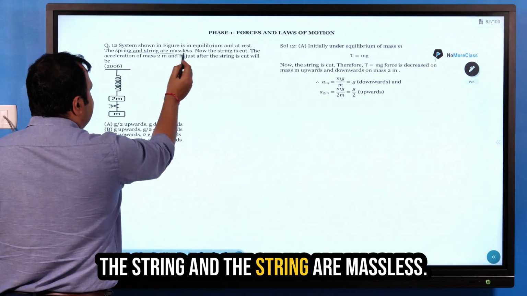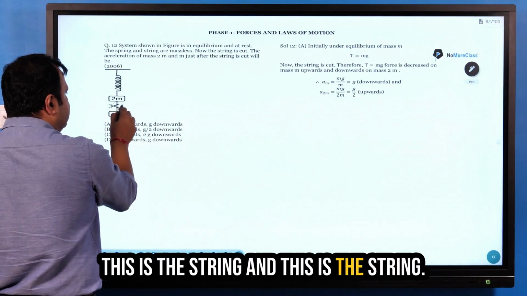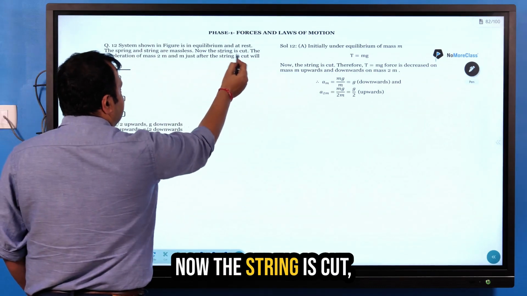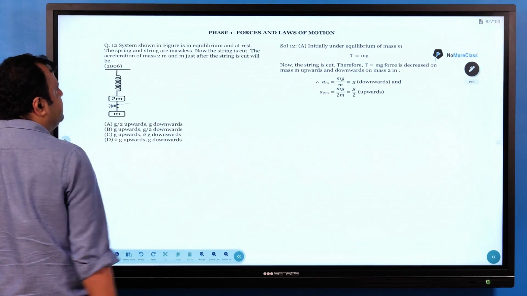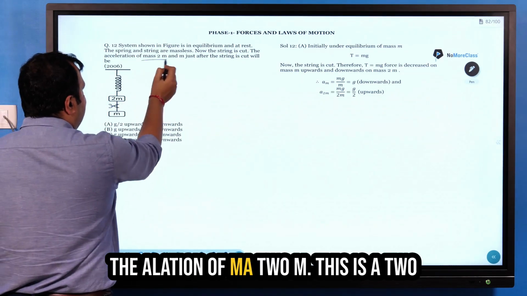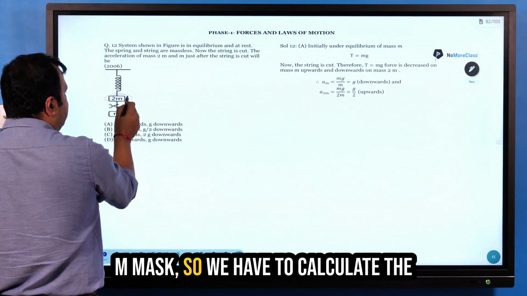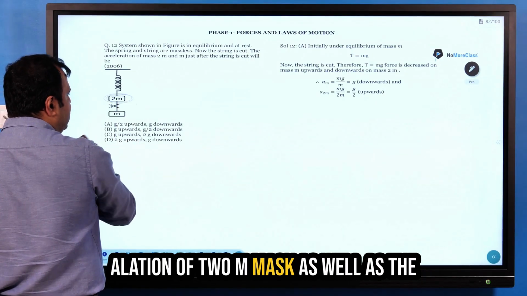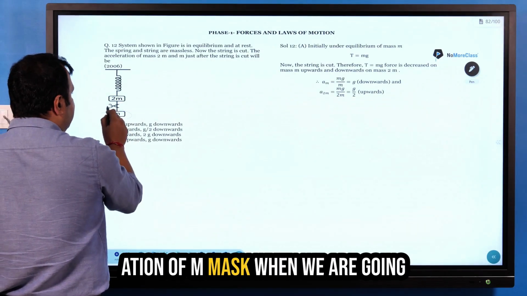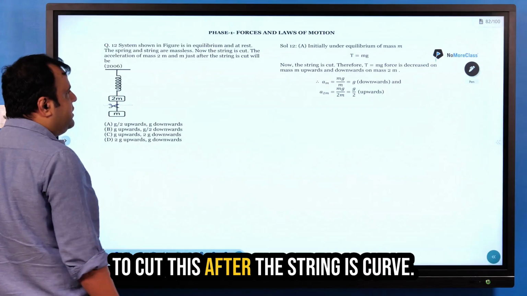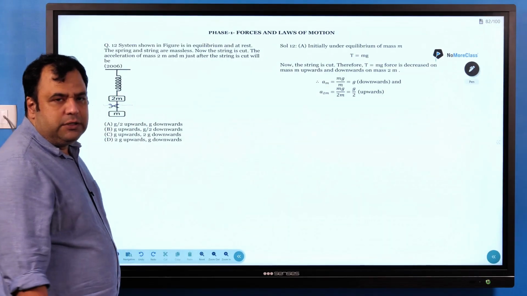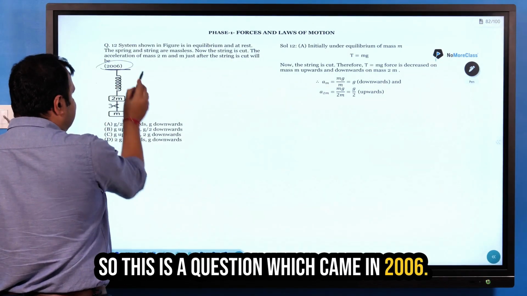The spring and the string are massless. So this is the spring and this is the string. Both are massless. Now the string is cut. So I'm going to cut this. The acceleration of mass 2m. So this is a 2m mass. So we have to calculate the acceleration of 2m mass as well as the acceleration of m mass after the string is cut. So this is the question which came in 2006.